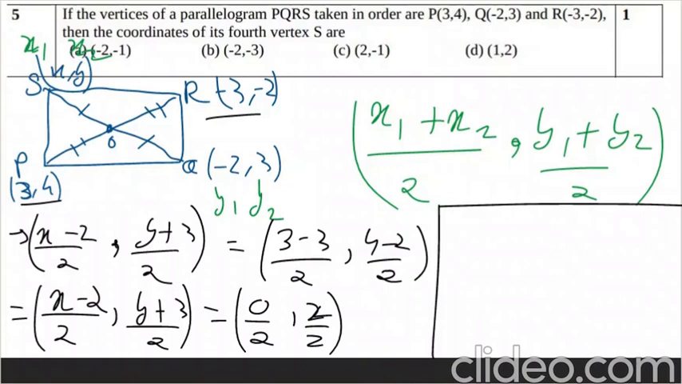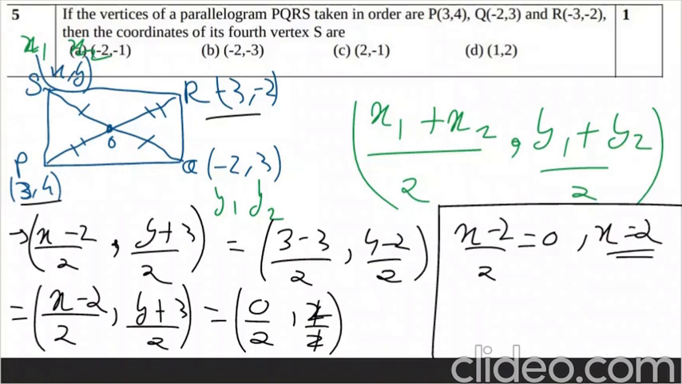Alright, now, next is what? Let me draw some space over here. Next, I will get that this 2 by 2 is nothing but 1 only, isn't it? And I'll transpose it to the other side. I'll get x minus 2 by 2 equals 0. And what will be the value of x? 2 goes over there, it gets divided. x minus 2 is equal to 0. 2 goes over there, I'll get the answer as 2.